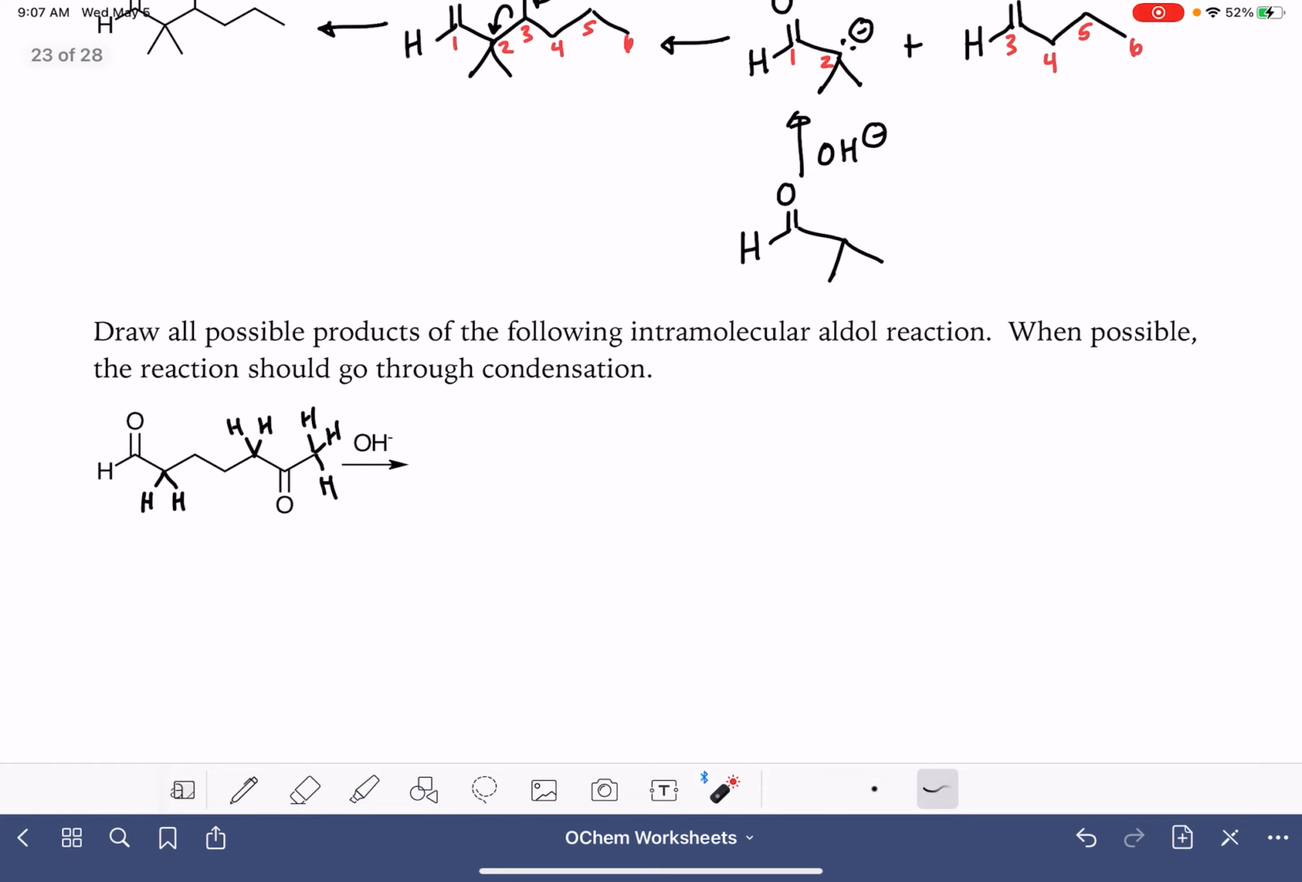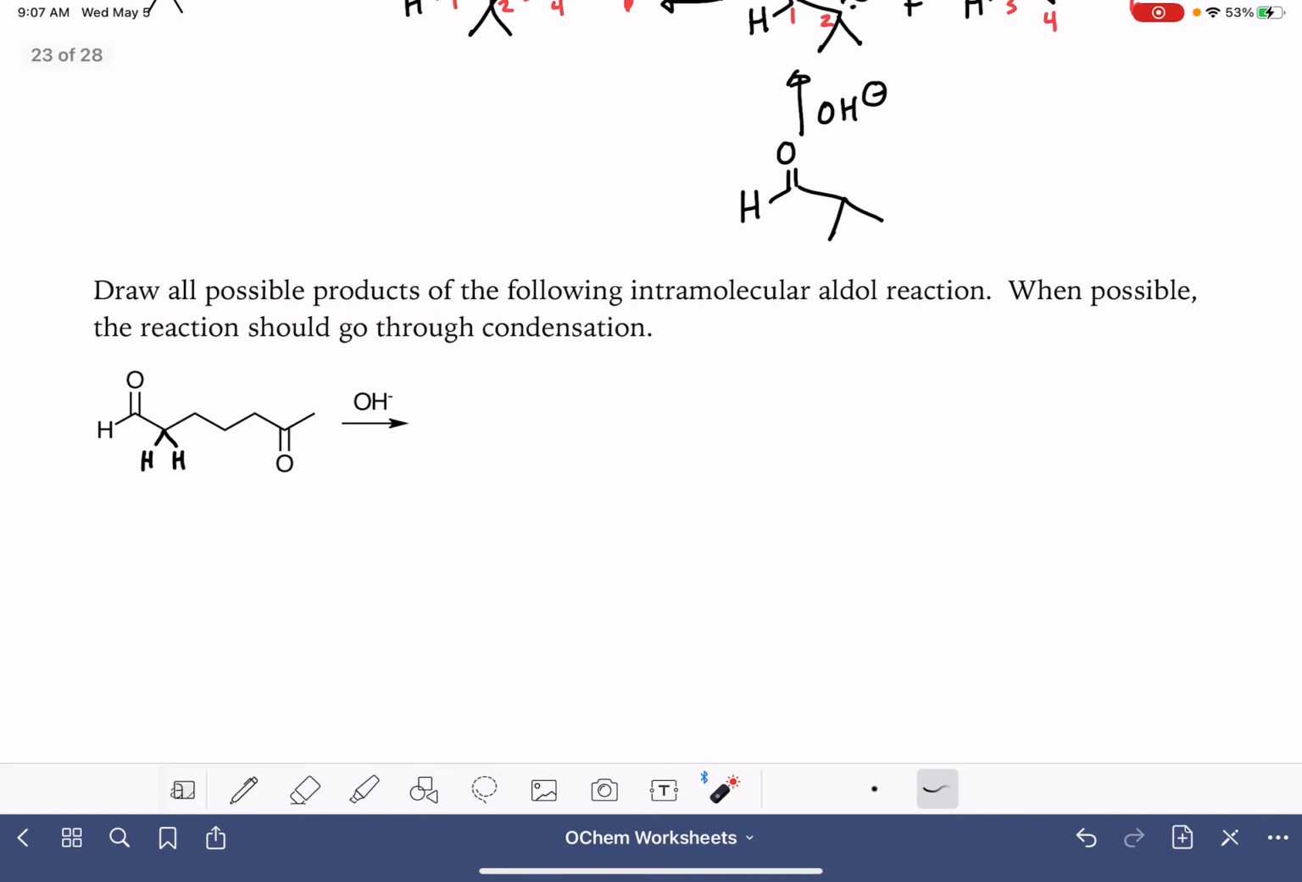So there's actually 3 different possible enolates that we could form. I'm just going to start by focusing on these alpha hydrogens right here. And notice this is just asking us to draw the products. We don't have to draw the full mechanism, although I am still going to draw half of a mechanism to help me figure this problem out. So here's our negative charge, and it's going to attack this carbonyl carbon right here and open up that bond. That's going to make a ring.